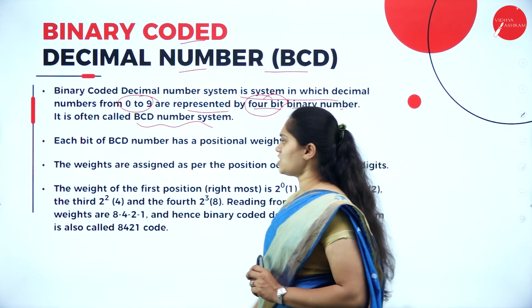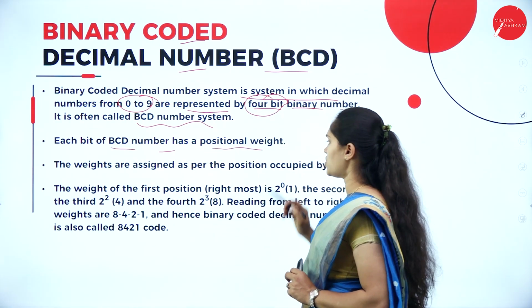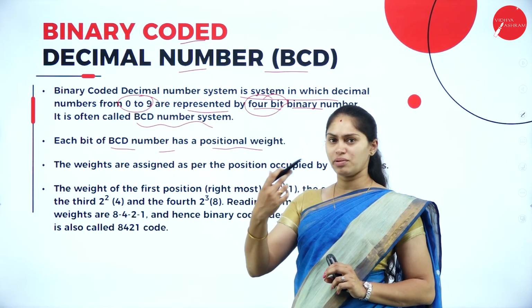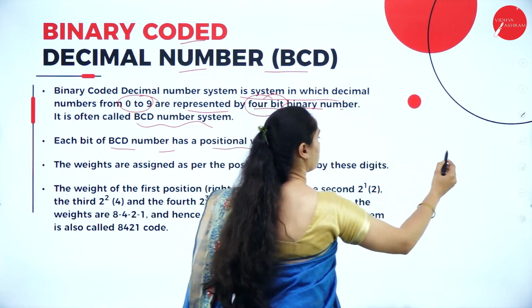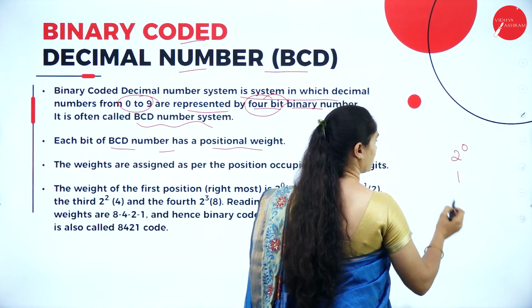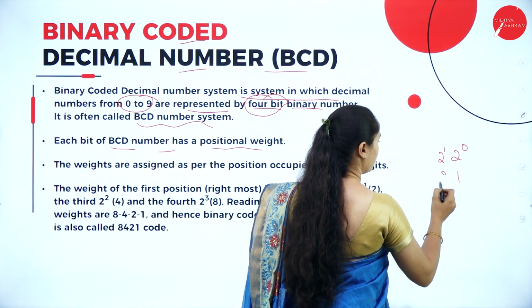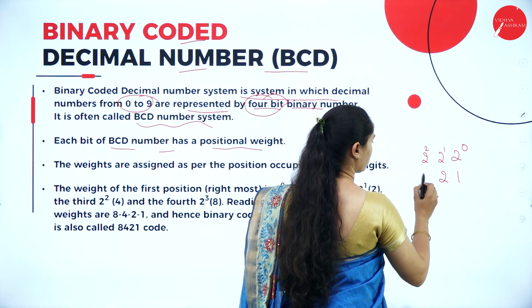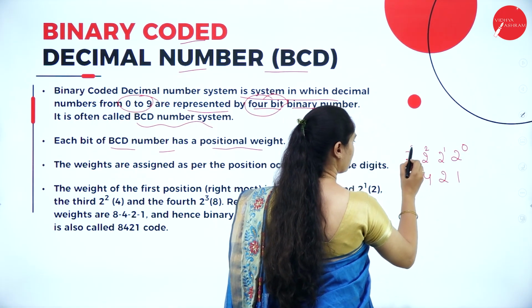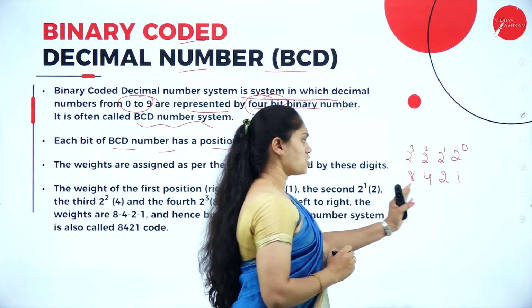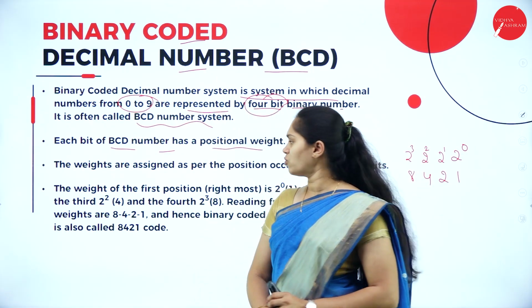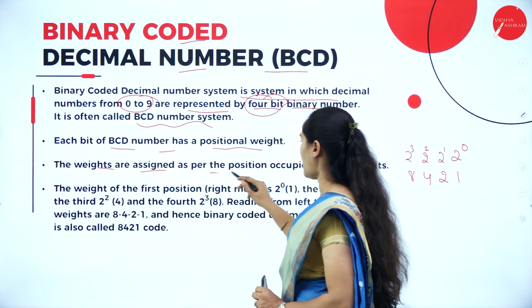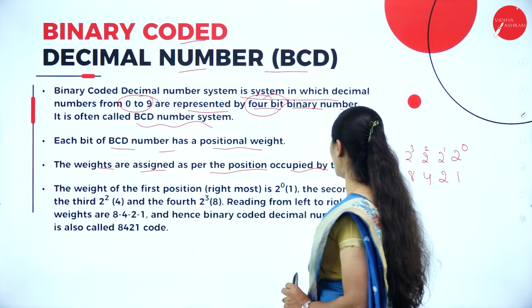Here each bit of BCD has a positional weight. Why? Because 2 power 0 is equal to 1, 2 power 1 is 2, 2 power 2 is 4, and 2 power 3 becomes 8. That is the 8421 format. The weights are assigned as per the position occupied by the digit.